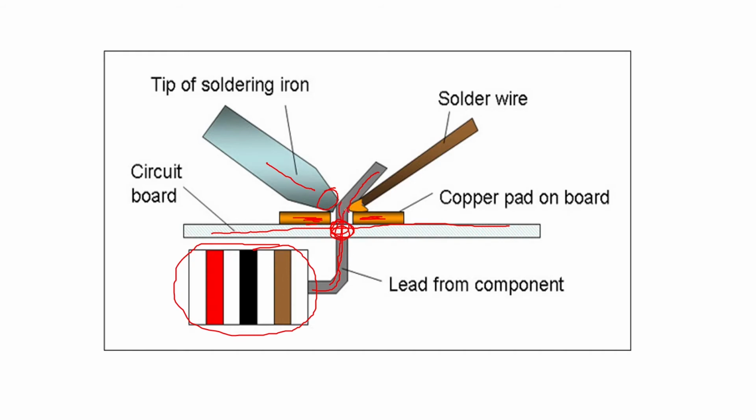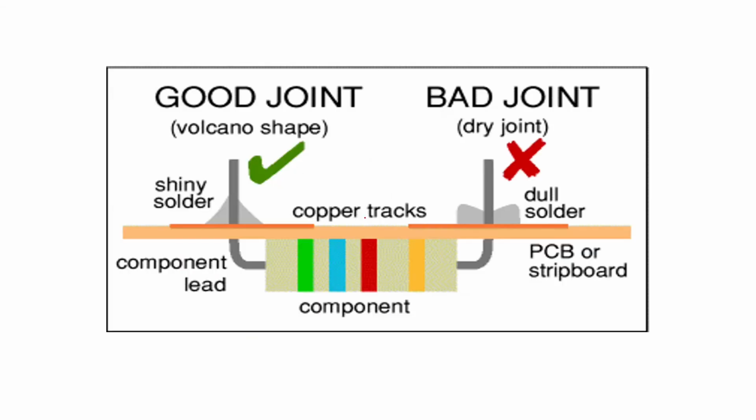So here you can put your heat treatment for the lead, and then it can be put here so that component connection is joined with the copper lines properly on the board. Then what is a good joint and bad joint? You can see that volcano shape. If you are having a shape like this of the lead which you have melted for the point to join, then it is a good one. If you're having something like this, then it is not a good one.